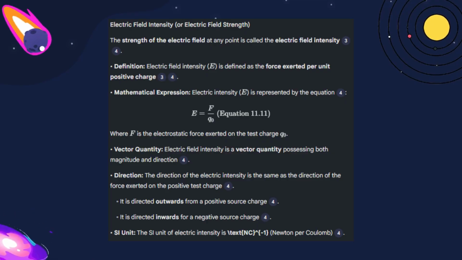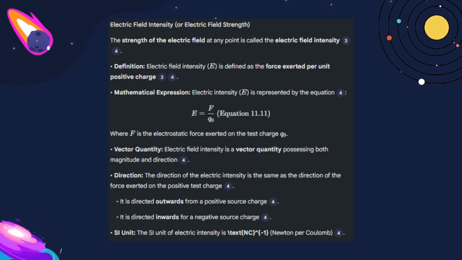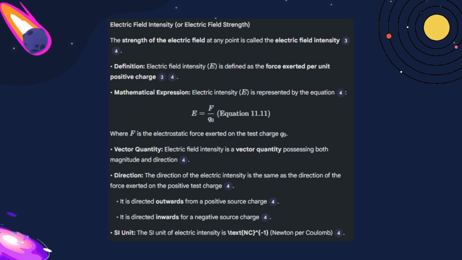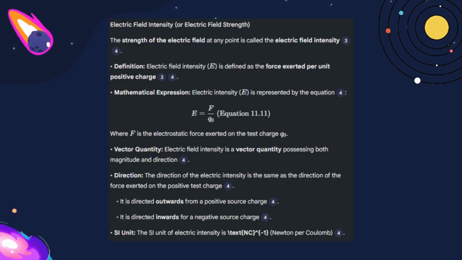Electric field intensity, or electric field strength. The strength of the electric field at any point is called the electric field intensity. Definition. Electric field intensity, represented by capital E, is defined as the force exerted per unit positive charge. Mathematical expression: E equals F divided by Q naught. Equation 11.11, where F is the electrostatic force exerted on the test charge Q naught.